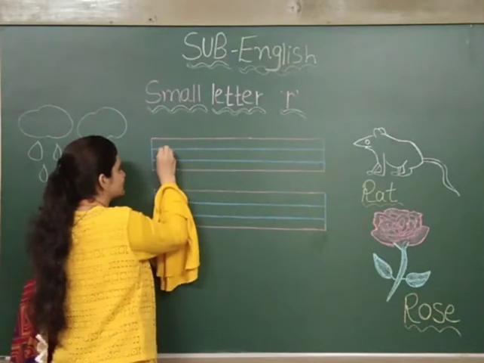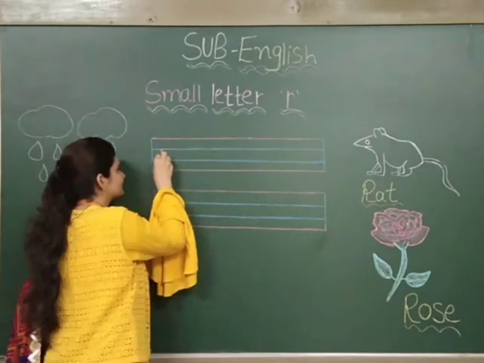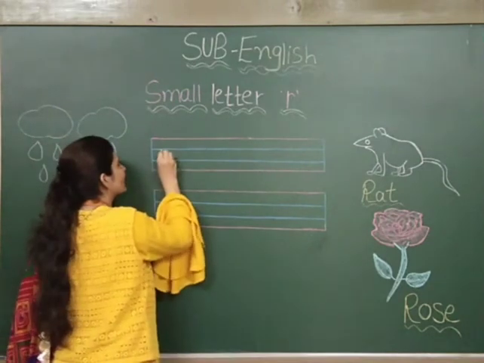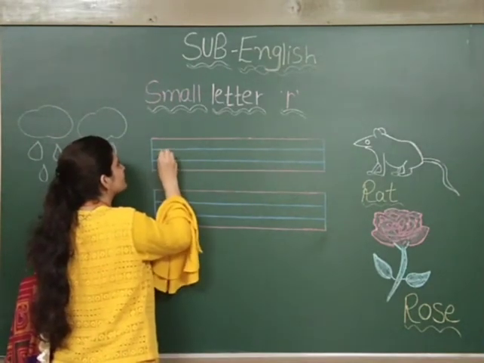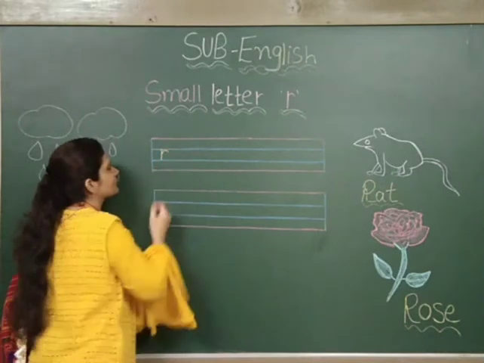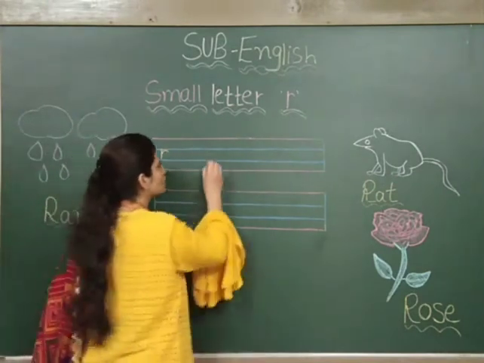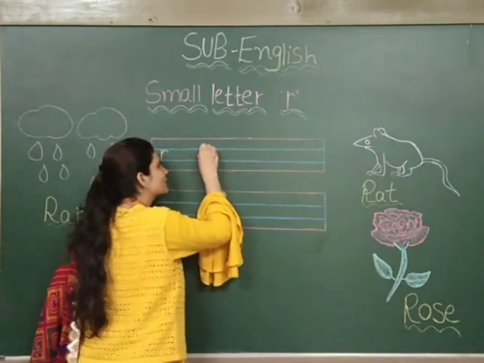First we have to make one standing line like this. Then we have to make one curve like this. This is called small letter R. Again we have to write small letter R.